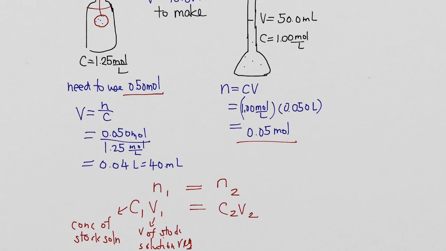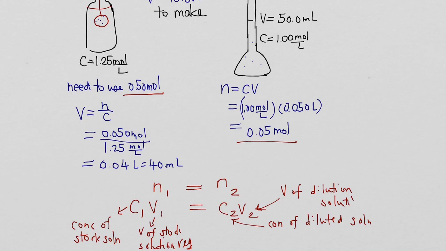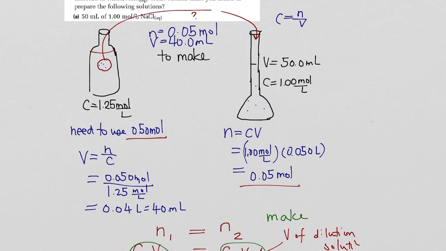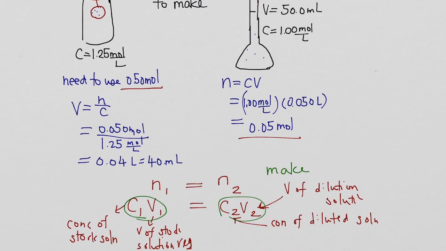And then C2 here represents the concentration of the diluted solution. So what you wanted to make. V2 here represents the volume of the diluted solution you want to make. So think of this as what you want to make. Think of this as how much you need to take from your stock solution.